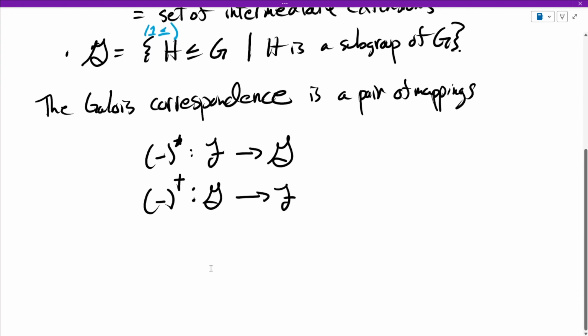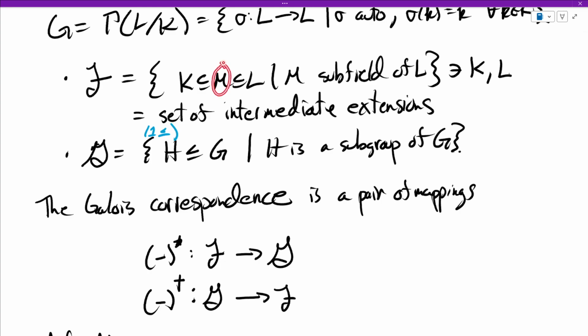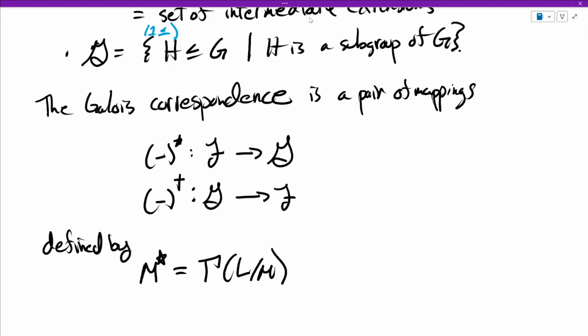And these were defined by, all right, so to plug something into star, it has to be a subfield. So M star is the Galois group of L over M. Any automorphism of L that fixes all of M must necessarily fix all of K, because K is contained in M. So it makes sense to say that this is a subgroup of the Galois group of L over K. That makes sense to say.